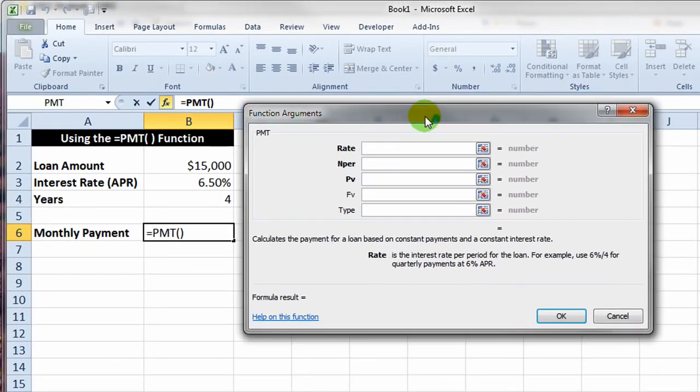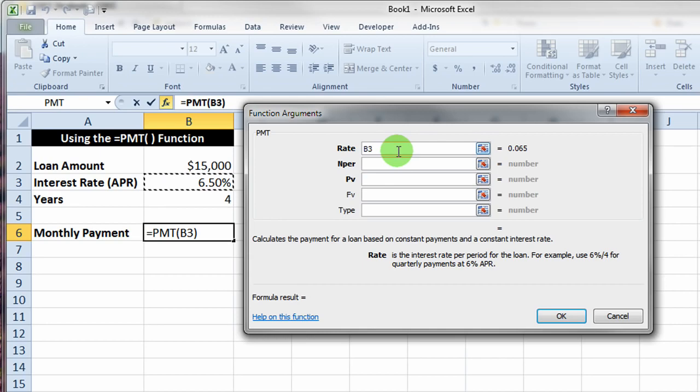Now this particular dialog box sort of helps you by showing you each argument to the payment function in turn. So the very first one is the rate, and it says right down it's the interest rate per period for the loan. Per period, I guess that's monthly, and we're making a monthly payment. The interest rate's in cell B3, so if I click on B3, that is the interest rate, APR, yearly. So that's a yearly rate with a monthly payment.